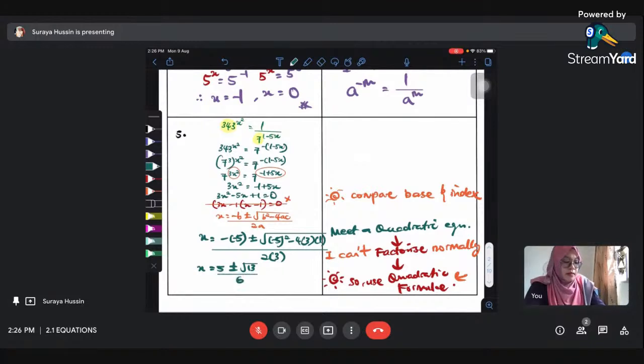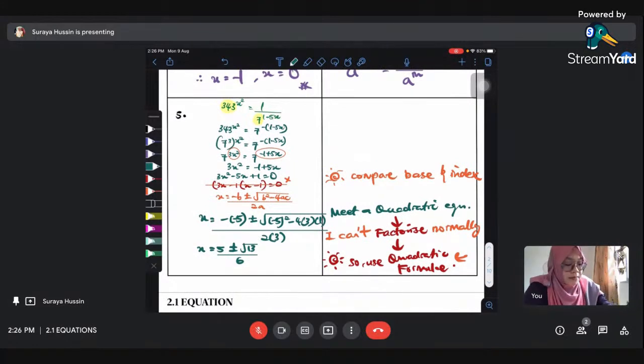divided by 6. So you have got two answer here, tapi janganlah tinggalkan dalam bentuk plus minus begini. You tinggalkan X, in conclusion X is 5 plus square root 13 over 6 dan juga X is equals to 5 minus square root 13 over 6. You jadikan dia sebagai dua jawapan yang berbeza. Itulah jawapan kamu.